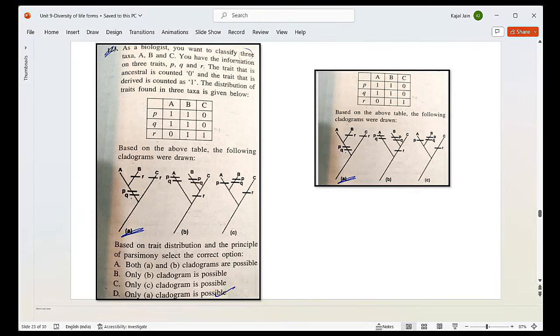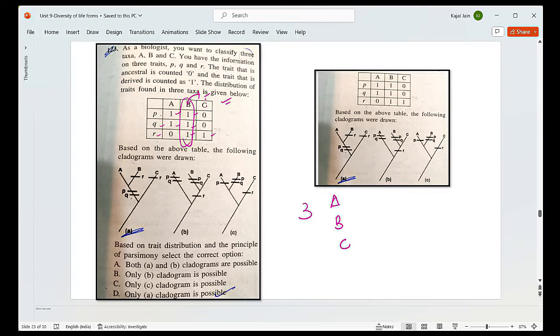That is simple. Look over here. You want to classify three taxa: A, B, and C. You have the information given over here that there are three characteristics. P is having A and B characters. Q is having A and B. R is having B and C. That means B is the characteristic which is there with each of them. That is, all three of them are having the B characteristic.